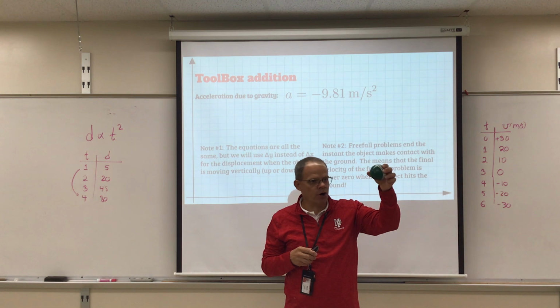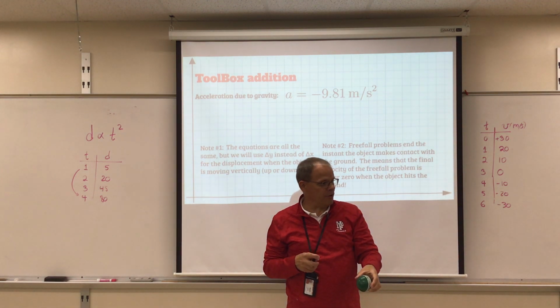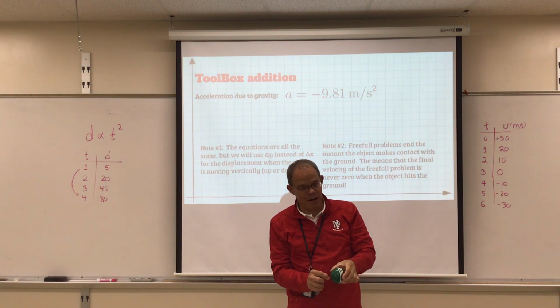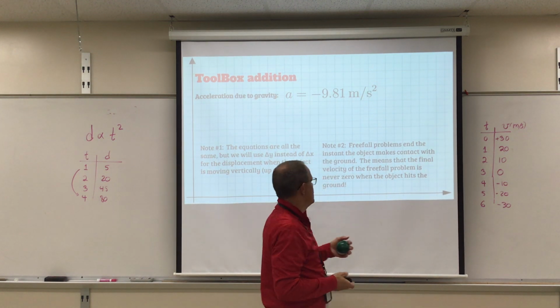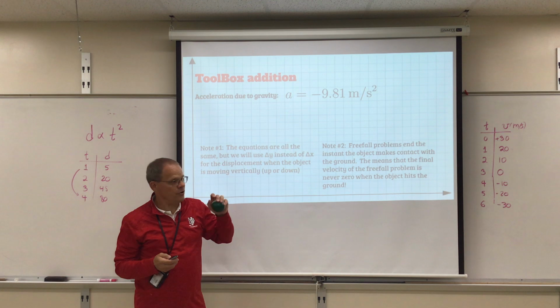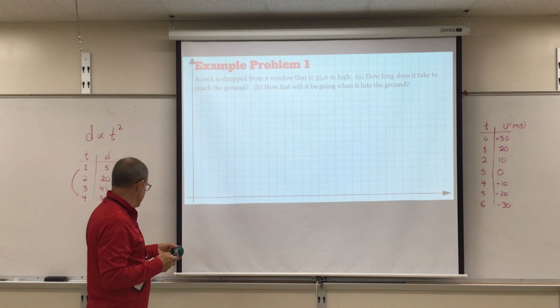If you drop a ball, gravity pulls it to the ground, but gravity doesn't make it stop on the ground. It's something else making it stop. So in our problems, the final velocity is never 0. Okay? So here are my 2 example problems.